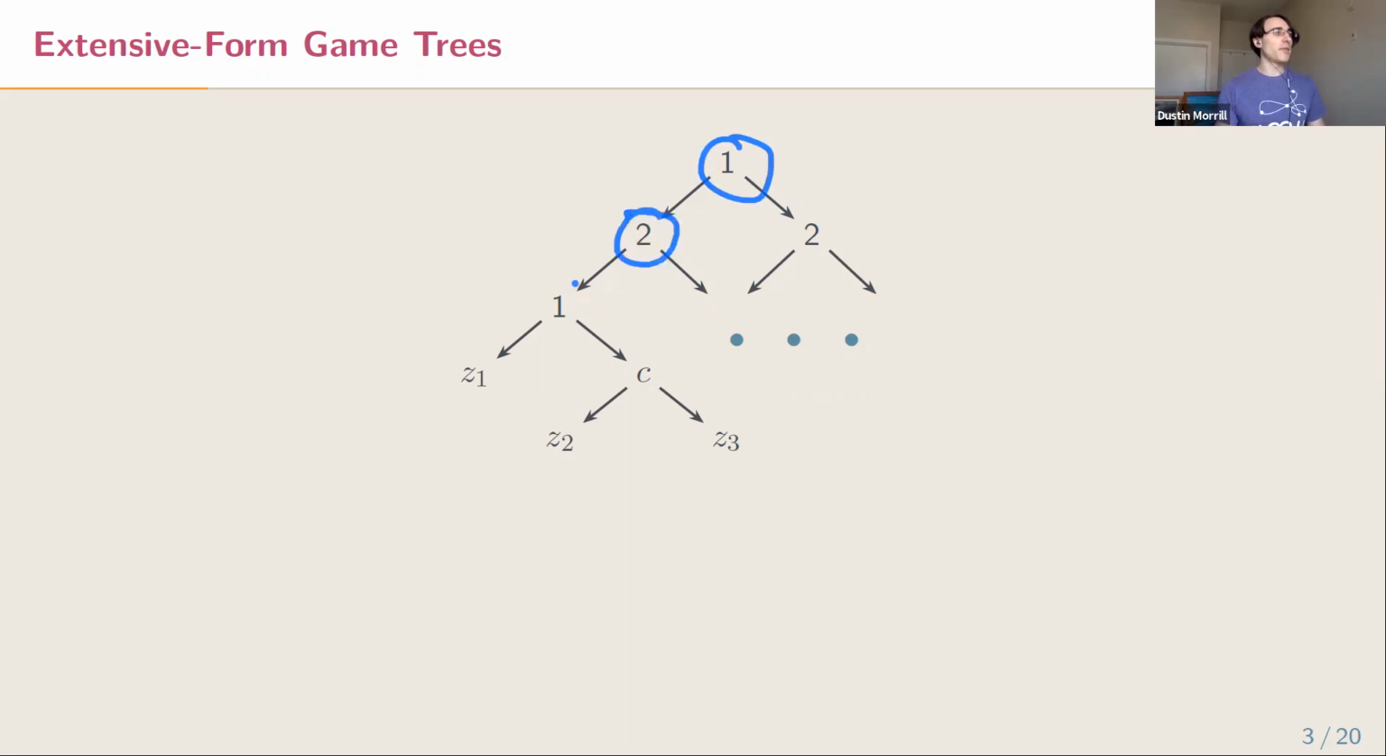So for example, in this game that I'm showing here, player 1 acts first, and then player 2, and then player 1 acts again, and then there's a chance outcome that could be the roll of a die. And at the end of the game, we reach one of these terminal histories. And at any terminal history, all the players receive their payoffs, depending upon the rules of the game.